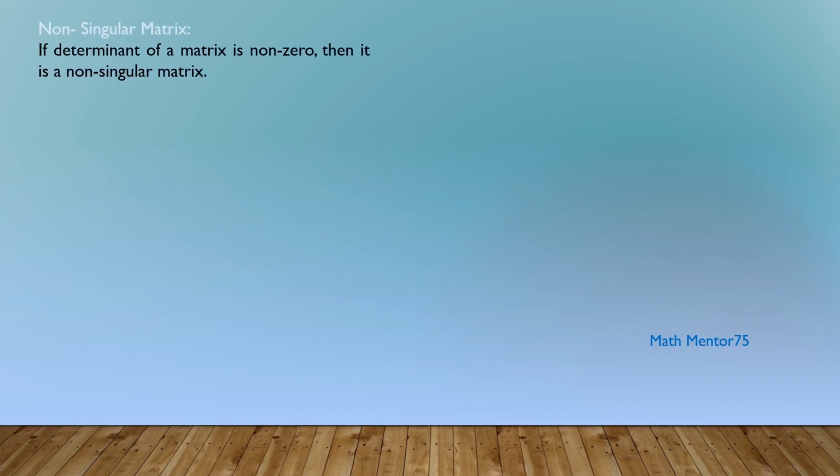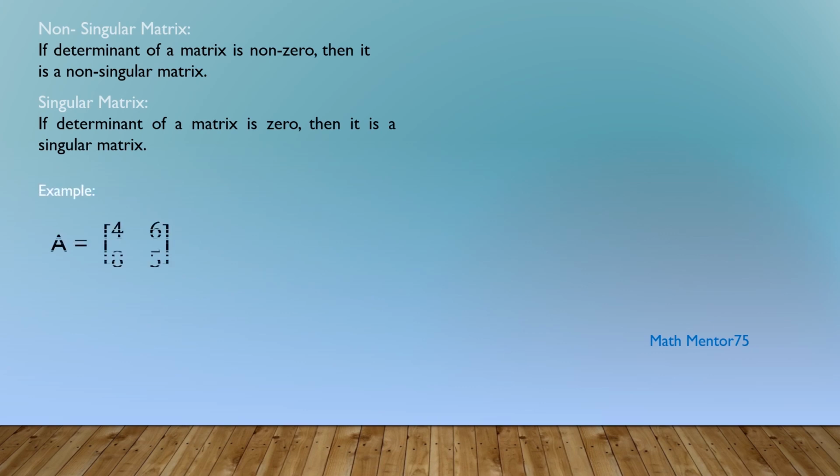If determinant of a matrix is non-zero, then that matrix is known as a non-singular matrix. If determinant of a matrix is 0, then that matrix is known as a singular matrix. For example, if we have matrix A, its determinant is minus 28, that value is non-zero. It's a negative value. That value can be negative or positive. If it is not 0, then that matrix is non-singular. So in this case, matrix A is a non-singular matrix.